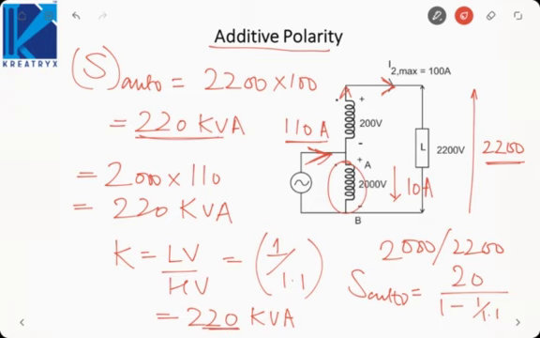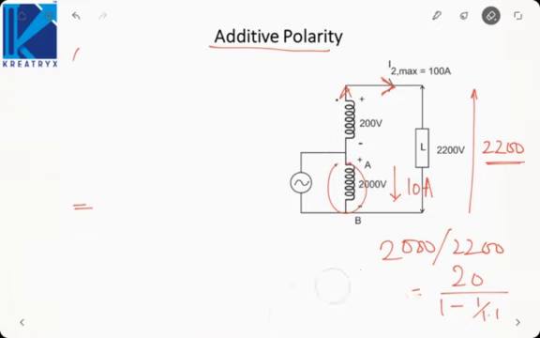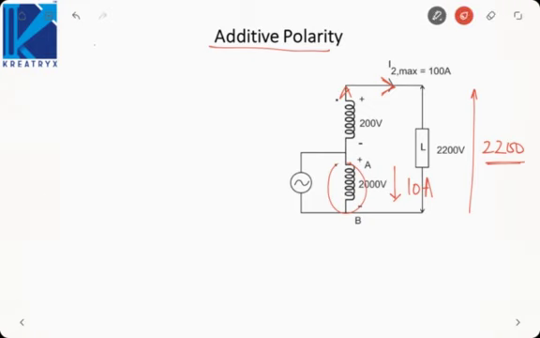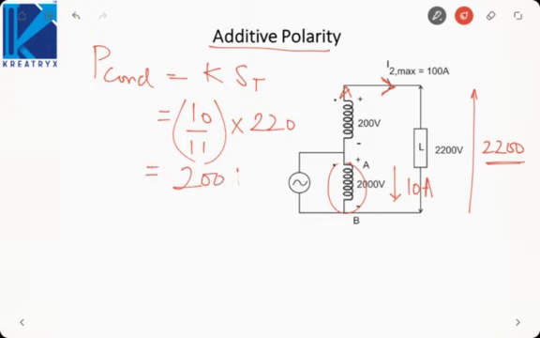Now let us find what portion of this power is conducted and what is induced. We need to find the conducted and the induced power. Conducted power is the power across the common winding. Conducted power will be, as we derived the expression, K into total power. K was the transformation ratio, which is 10 by 11 or 1 by 1.1. Total power is 220 kVA. Now this will result in 200 kVA. This is the power transferred through the conduction phenomenon.